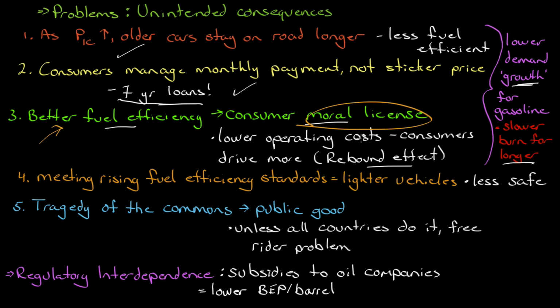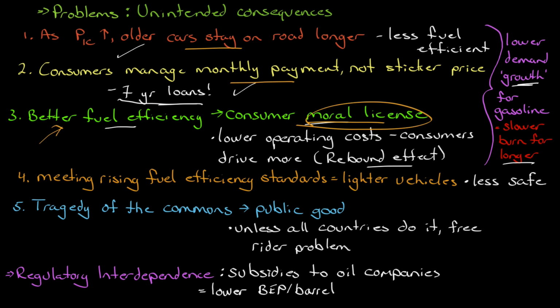What you have to do, look at number 1, 2, and 3. 1, 2, and 3 point to one common variable. Stay in your old car, not buy a new one. That's consumer behavior. Manage your monthly payment, consumer behavior. Moral license, consumer behavior. You have not changed consumer behavior. You've changed prices, but you haven't changed consumer behavior. So that's a big drawback here. You haven't hit that yet.